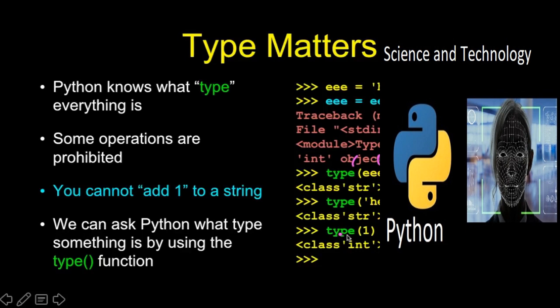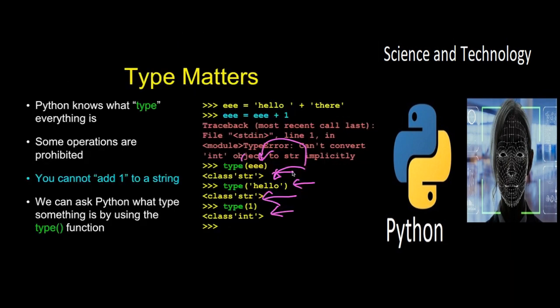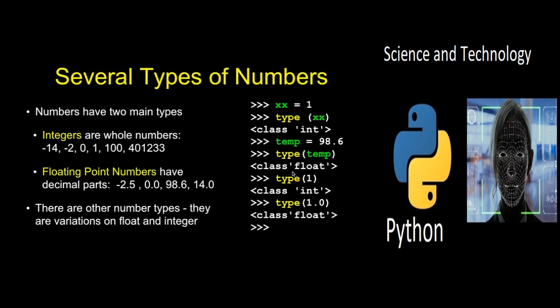And so we are asking Python through the type function what the type of either a variable or a constant is. And there are even several types of numbers, and we'll even see Booleans and others later. Like 1 with no decimal, that's an integer number. 98.6 with a decimal, that's a floating point number. And so constants can be both integer and floating point. And I'm just asking over and over again, what is the type of what's in XXX, what's the type of what's in temp, and what's the type of the constant 1. And what's the type of 1.0.